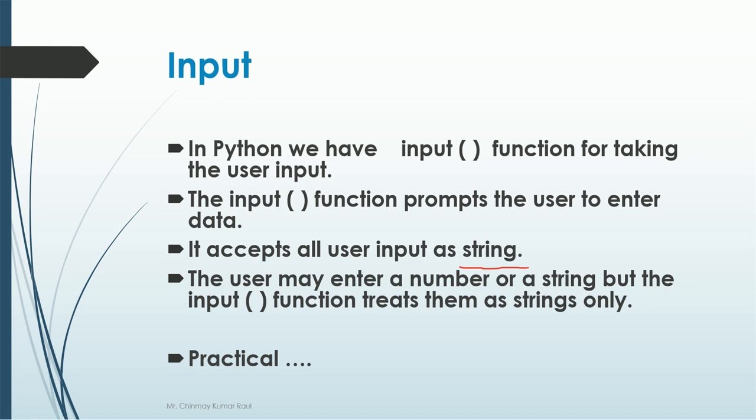String means if you want to operate on 75, like 75 into 2, it will not show you 75 into 2 equal to 150. It will just concatenate or replicate the thing as a string, because by default it is accepting the string. The user may enter a number or a string, but the input function treats them as string only.